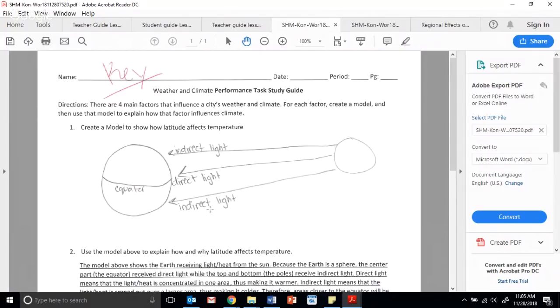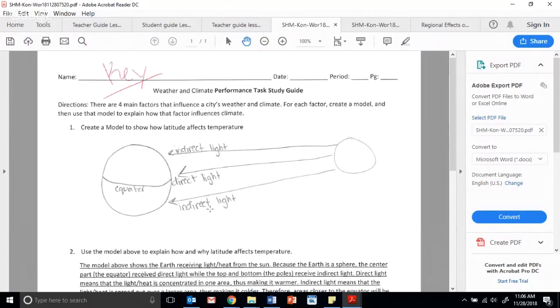Sorry, I wanted to be the one to explain the keys so that I can explain specific things that I want you to look at and focus on, and specific things I want you to see in the explanation as well. So number one is to create a model to show how latitude affects temperature. The model that I chose was this one specifically because in my explanation, I have to explain why latitude affects temperature, and this model shows the why and not just the how.